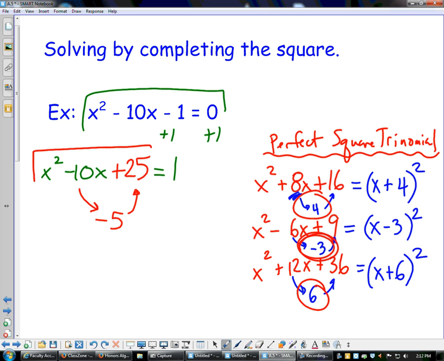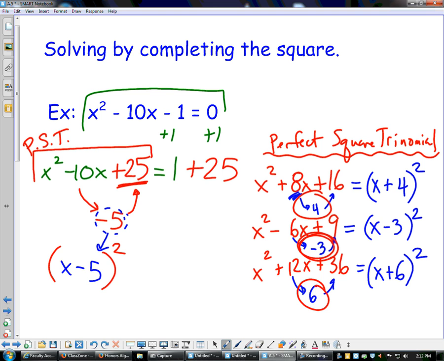This is now a perfect square trinomial. But I can't just add 25 to the left side without adding it to the right side also. To keep the equation in balance, we need to add 25 to the right side as well. So the perfect square trinomial can be written as a binomial squared. It's going to be this number right here that goes in right here. So it's going to be x minus 5 quantity squared equaling 26.